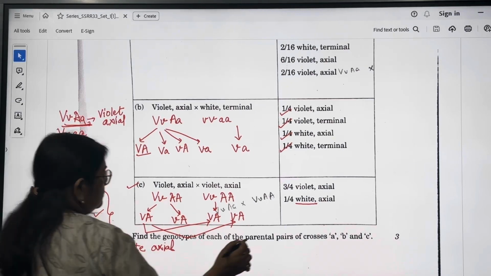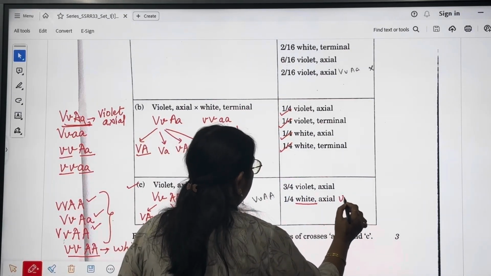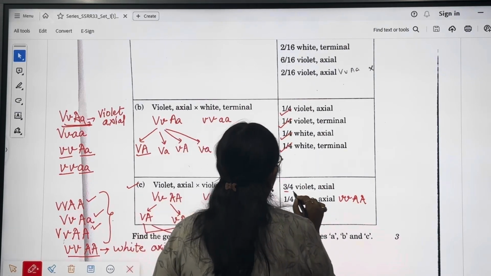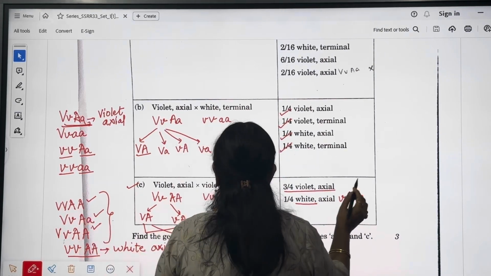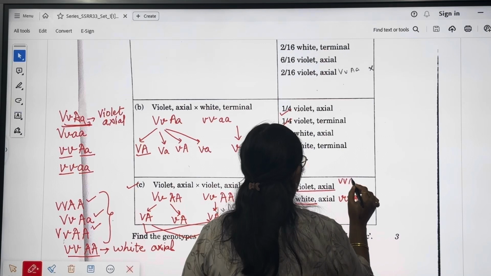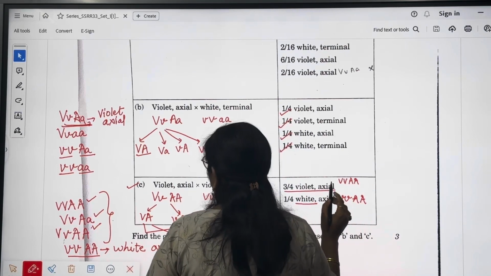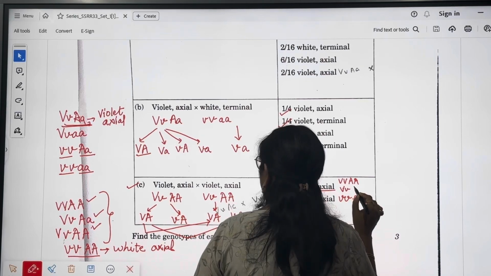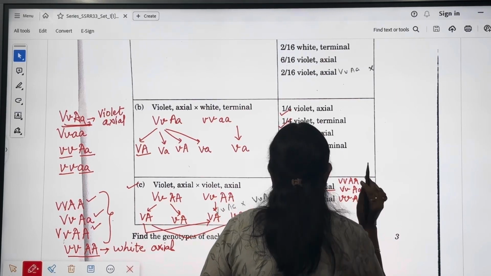So the answer of this will be small v, capital A, and here you can write any one of the 4: capital V, capital A, and capital V, small v, capital A, small a.